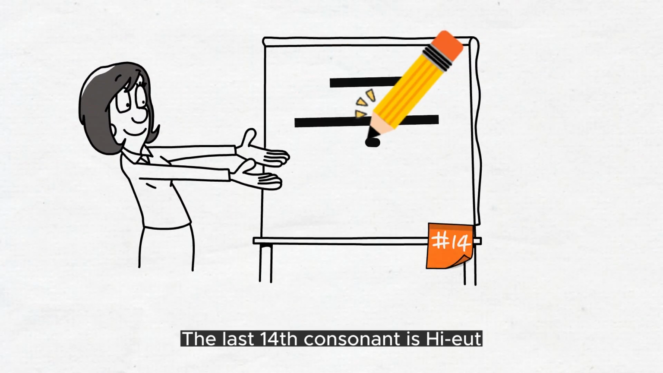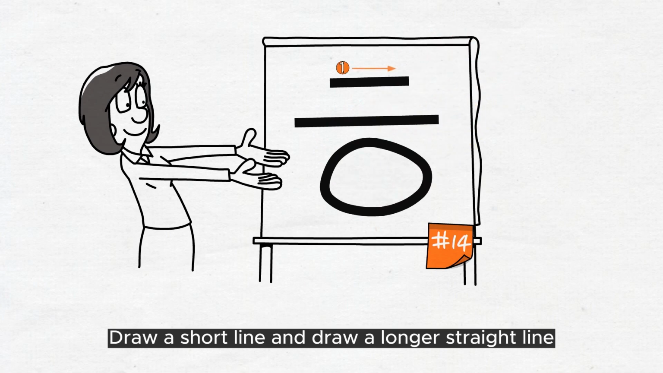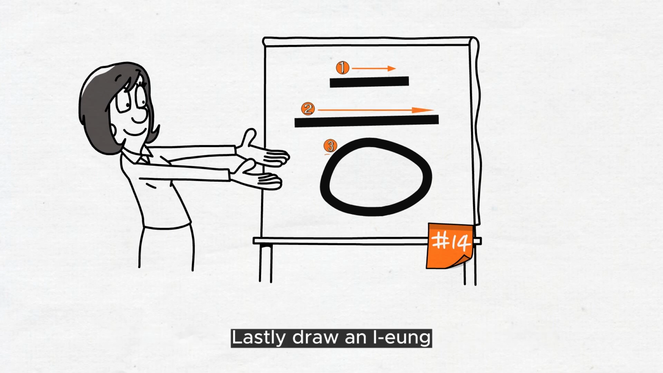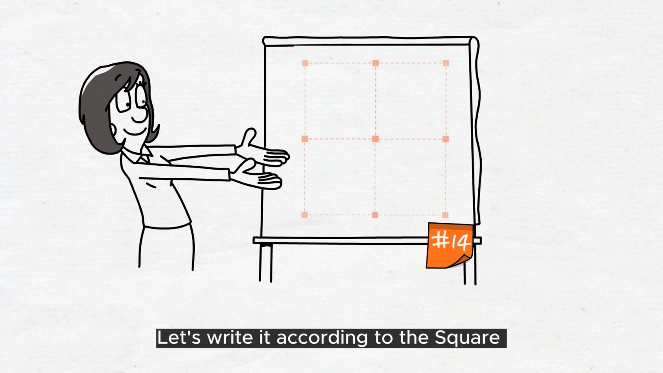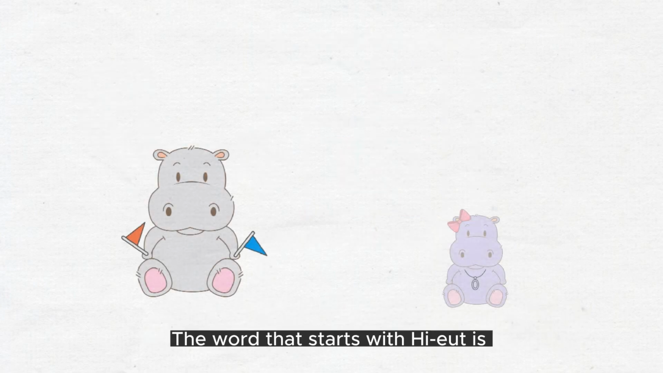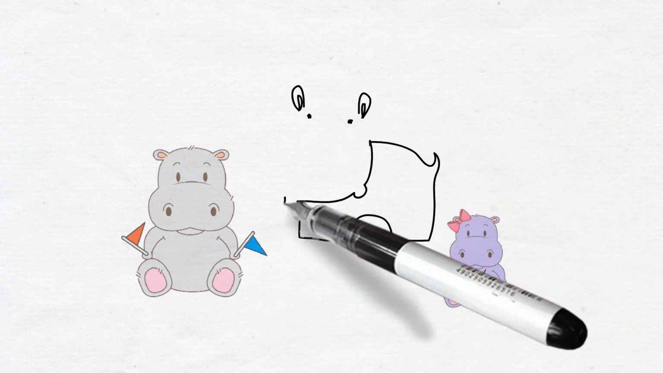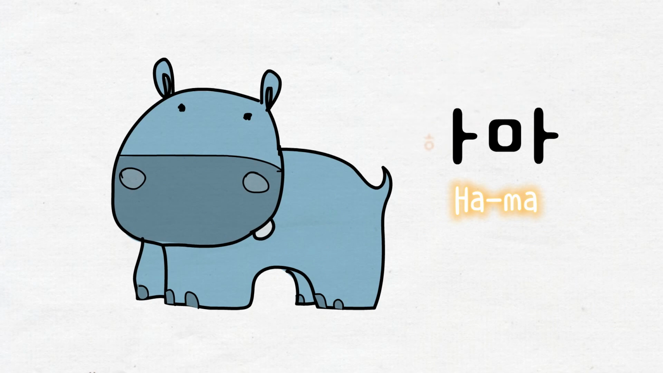The last, 14th consonant is 히읗. Draw a short line, and draw a longer straight line. Lastly, draw an 이응. Let's write it according to the square. The word that starts with 히읗 is hippo. 하마.